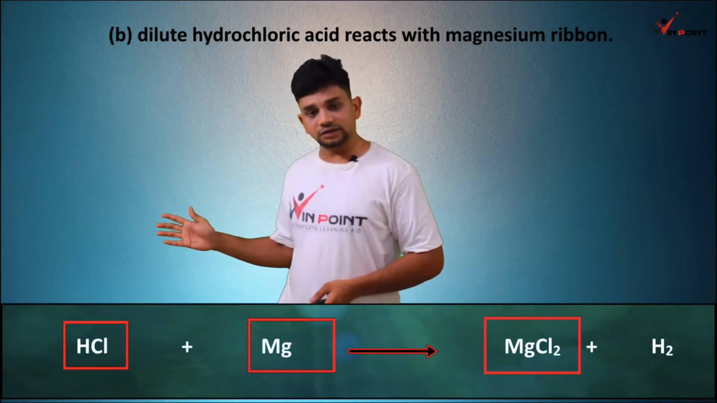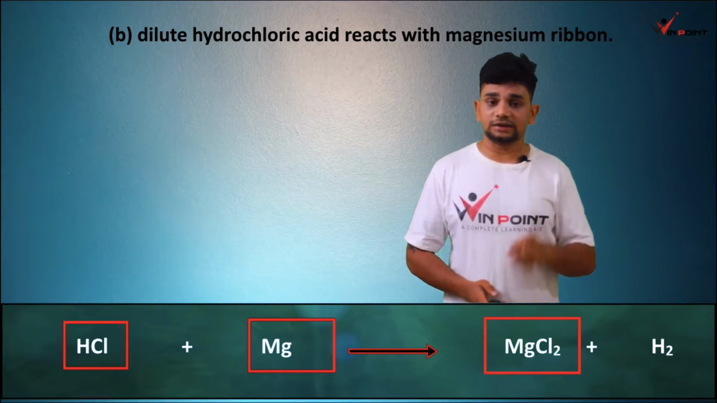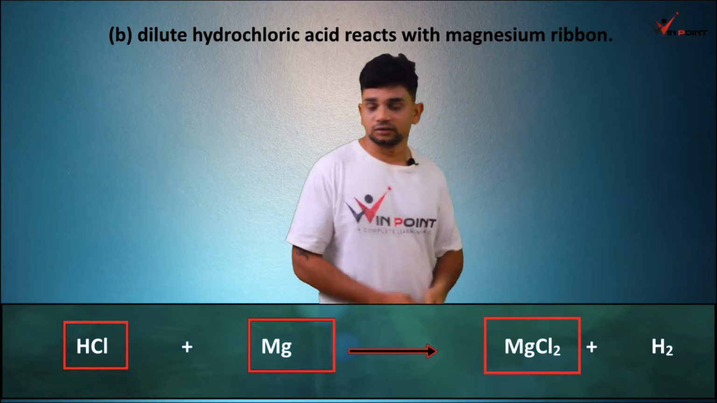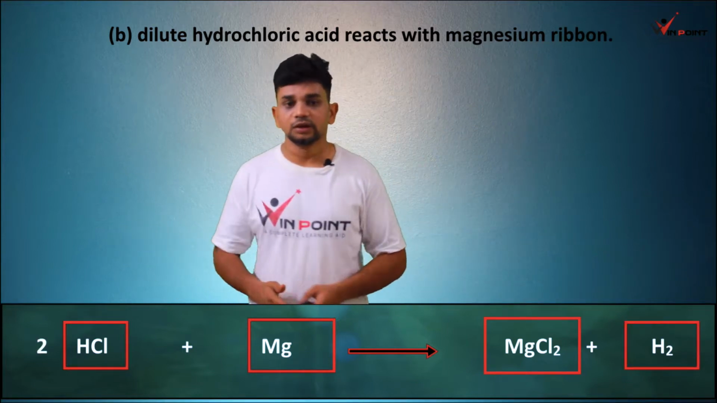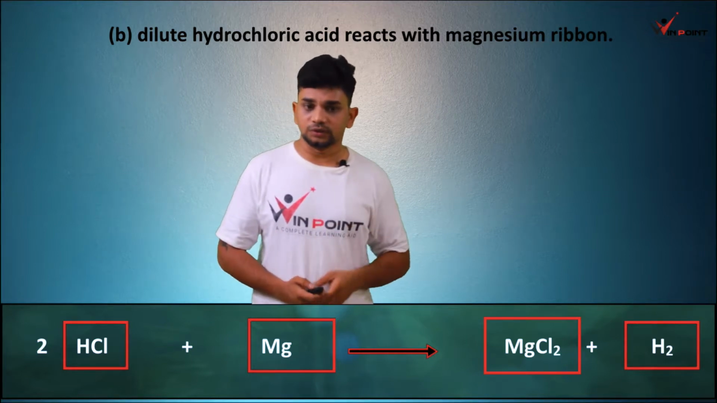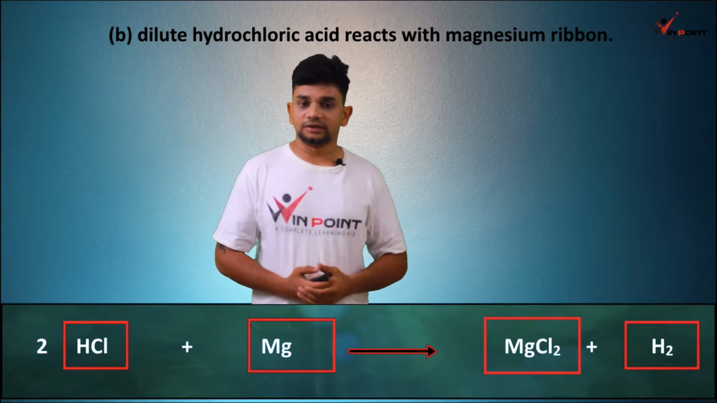Here, how many hydrogen are there? HCl means only one hydrogen. So here also there should be one hydrogen, right? But it is two hydrogen. So here we are adding a 2. Now it is 2 HCl plus Mg gives MgCl2 plus H2. Is it a balanced equation now? Yes, it is a balanced equation.